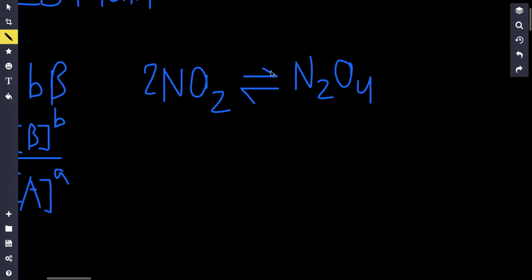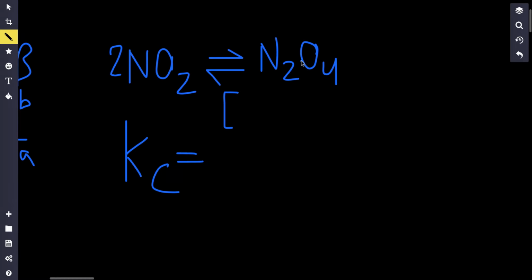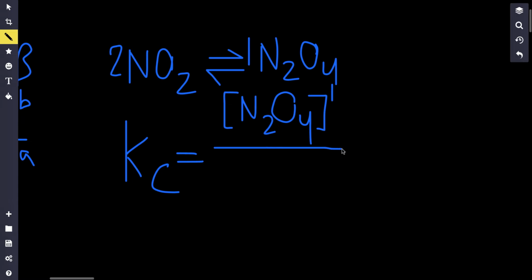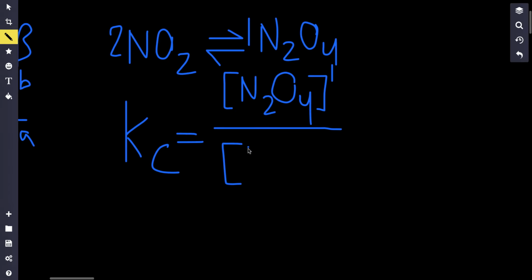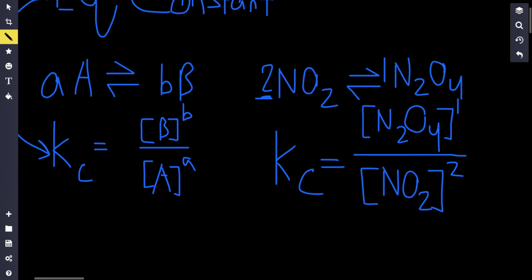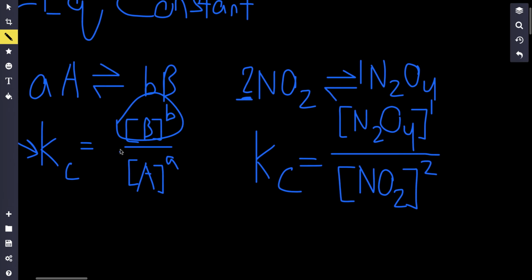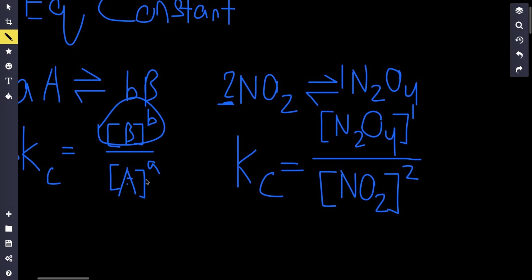So if we were to write out the equilibrium constant expression for the reaction 2NO2 at equilibrium with N2O4, the equilibrium constant is going to be the concentration of our product raised to the amount of moles of product. In this case, we have 1 mole of N2O4, so it's raised to the first power. It's divided by the concentration of our reactant, NO2, raised to the second power because there are 2 moles of it. That's basically the equilibrium constant: the concentration of your products divided by the concentration of your reactants.